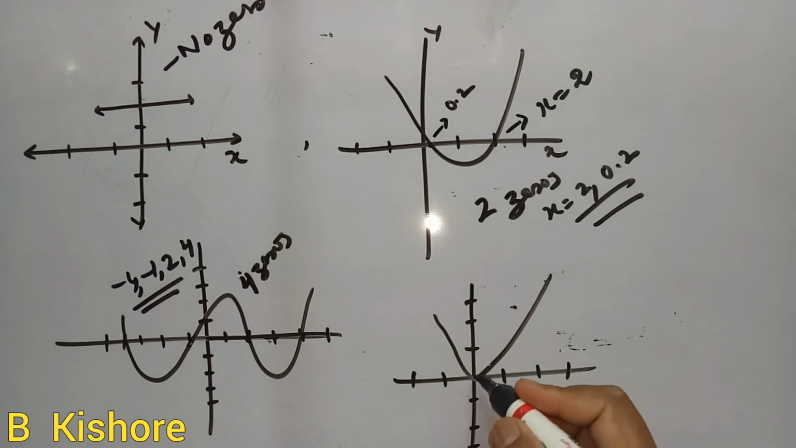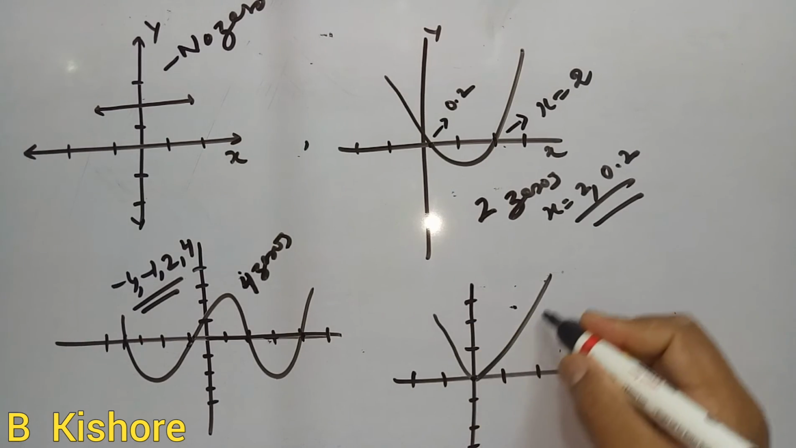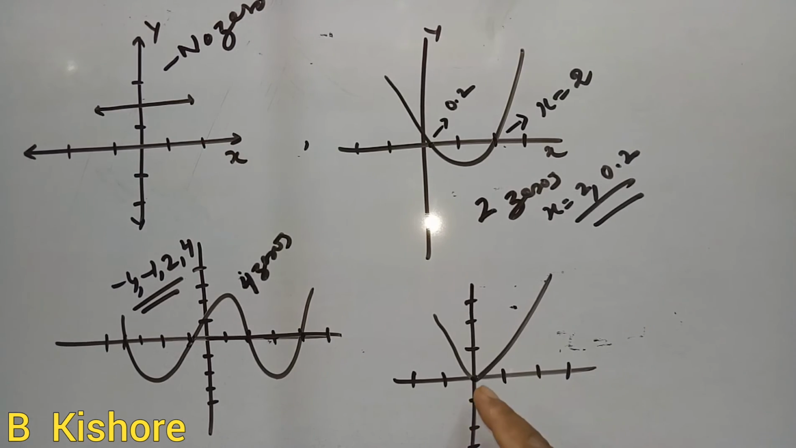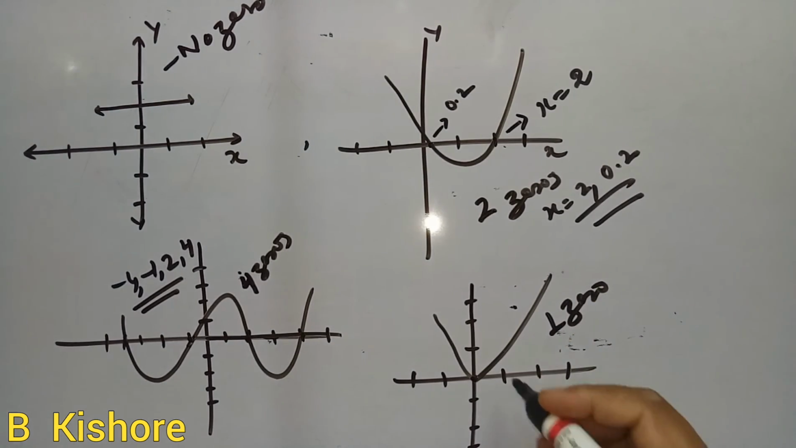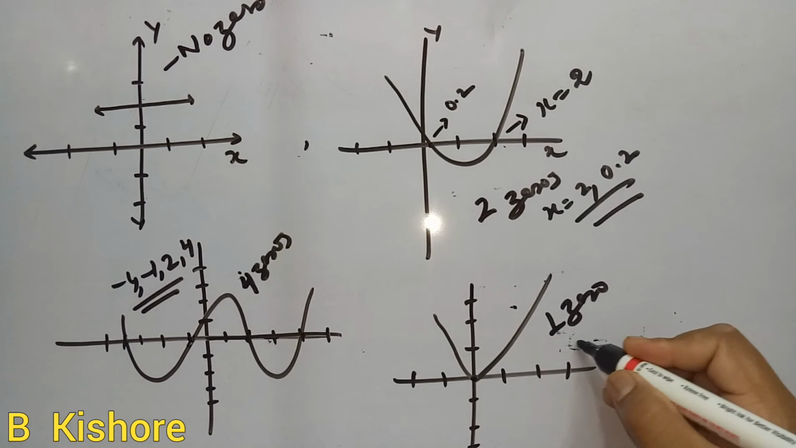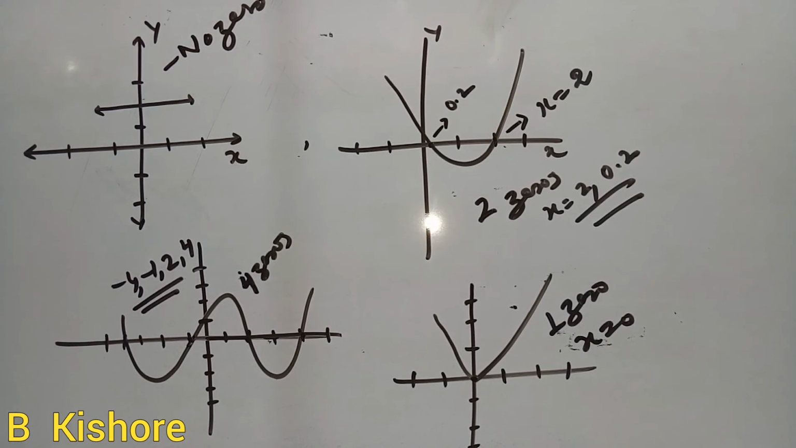Now come to this graph. Here the graph touches the x-axis at only 1 point, so there is 1 zero. And what is the value of that 0? That is x equal to 0. So the value of x at the point where the graph touches or intersects the x-axis is called the value of the 0. And how many zeros you can count from the graph where it touches the x-axis.